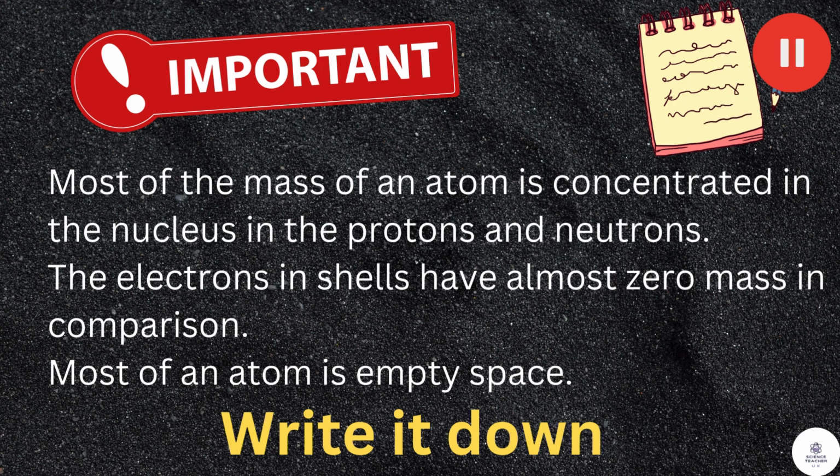Okay, so we need to write this down. In the table earlier, you wrote that protons and neutrons have a relative mass of 1. So that means the same mass as each other. But they're found in the nucleus. So that's where most of the mass is concentrated in an atom. But the electrons in shells have almost 0 mass in comparison. But in between, in the atom, everything else is empty space.